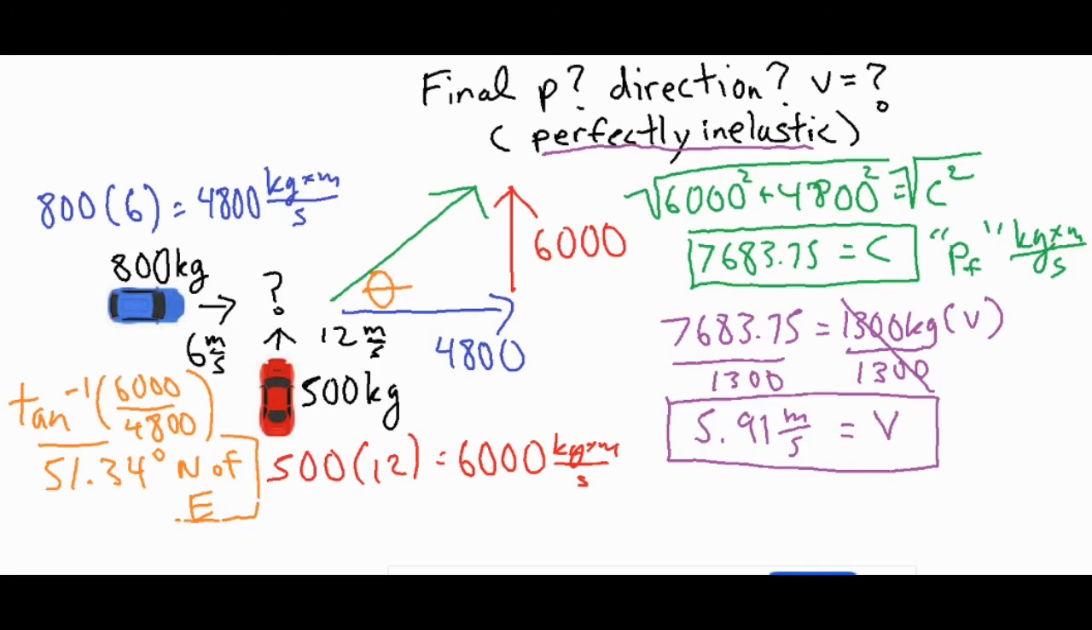So that is the final part of our solution. We have the final momentum check over here in green, we have the direction over here in orange, and then we have that final velocity in purple. So I hope that was helpful in helping you solve a 2D car crash that's perfectly inelastic.